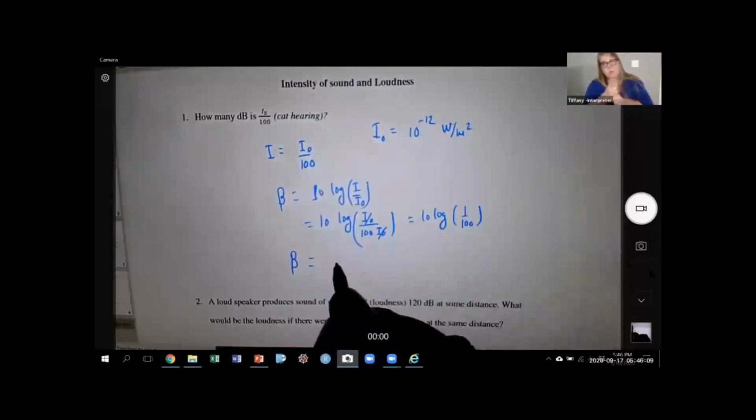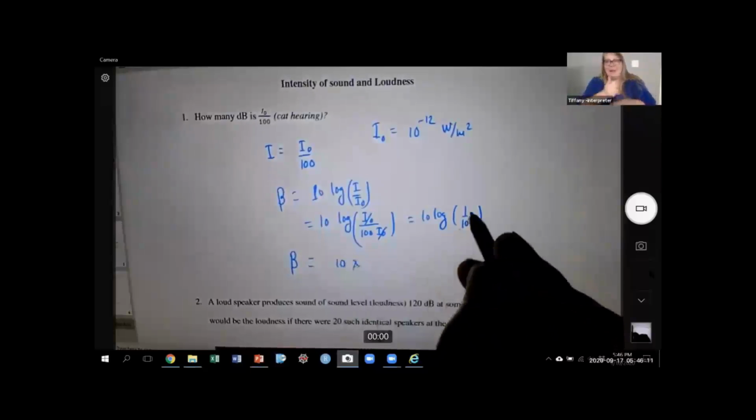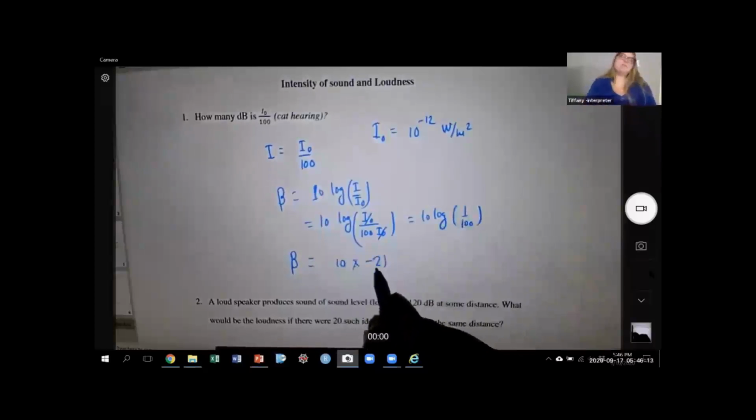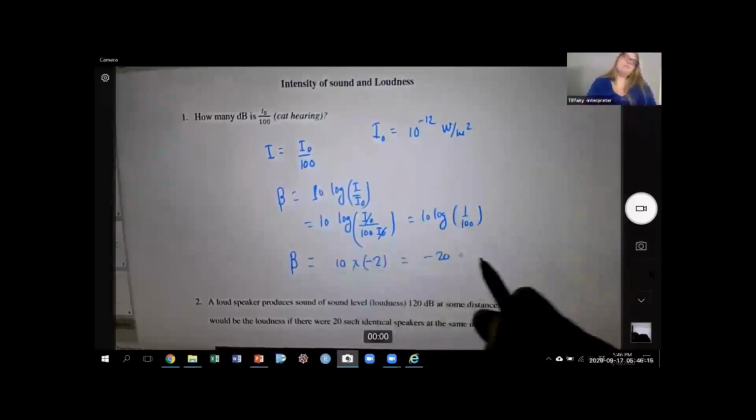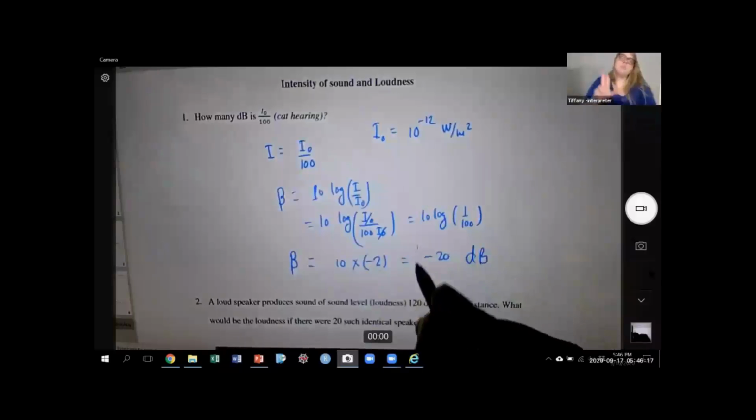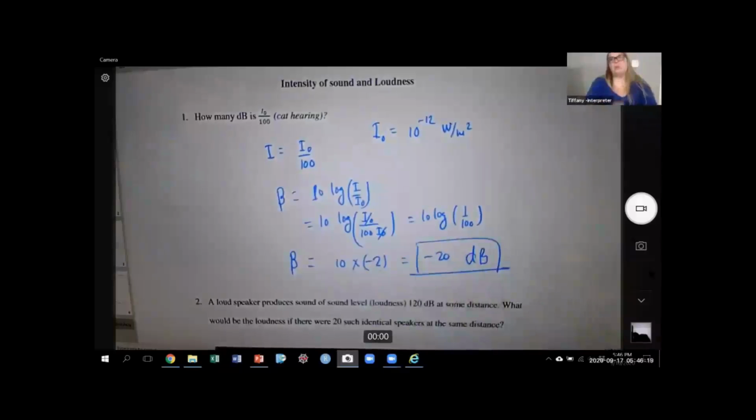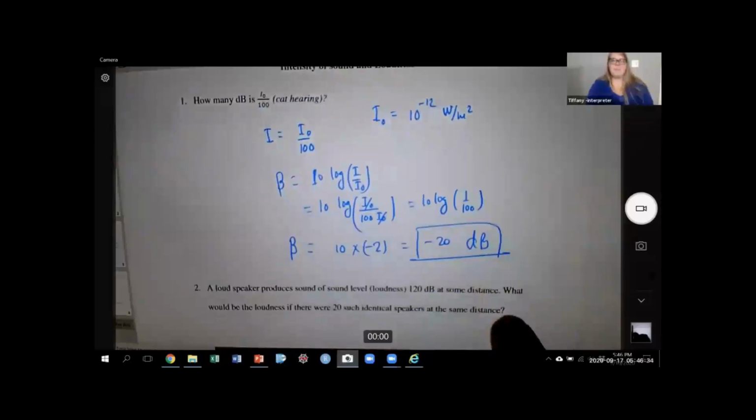Log of 1 over 100 is negative 2. So 10 times negative 2 is negative 20. What's the unit? Decibel. So a cat can hear actually as low as negative 20 decibels. We can hear only 0 decibels as the minimum sound level. But cats can hear negative 20 decibels, a very quiet sound. So this is just a straightforward one. Any question?